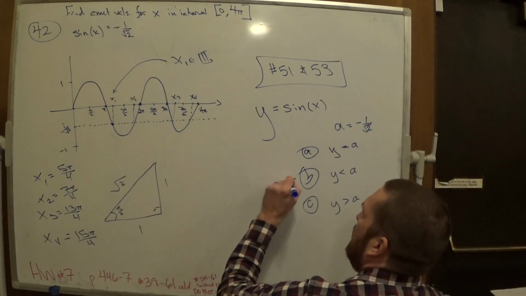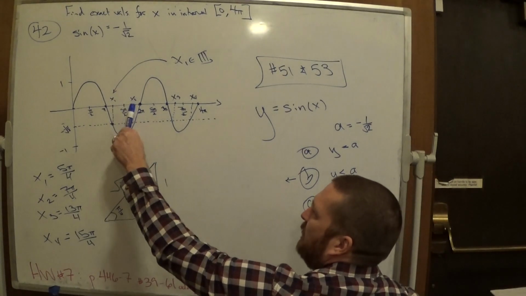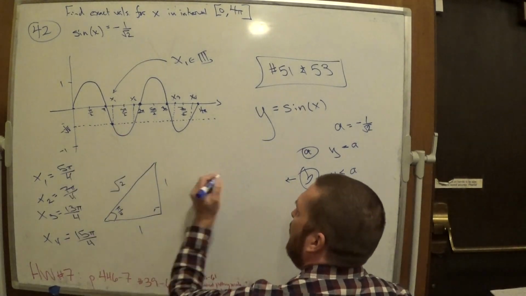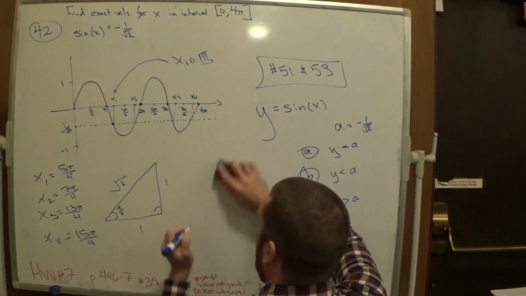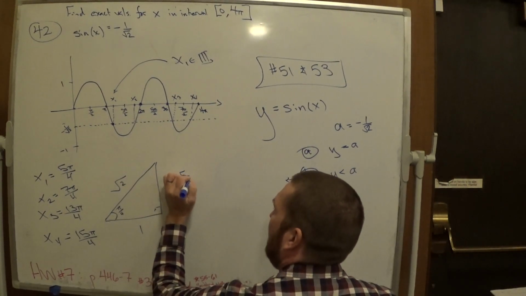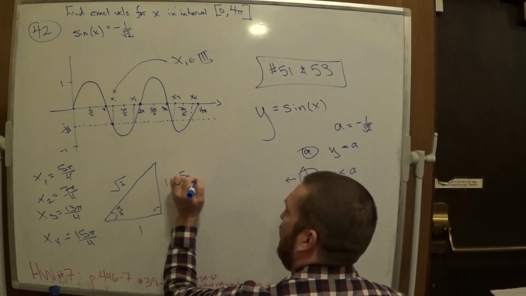the answer for B is going to be from here to here. We know that that's from 5 pi over 4. I need some room. 5 pi over 4 up to 7 pi over 4.